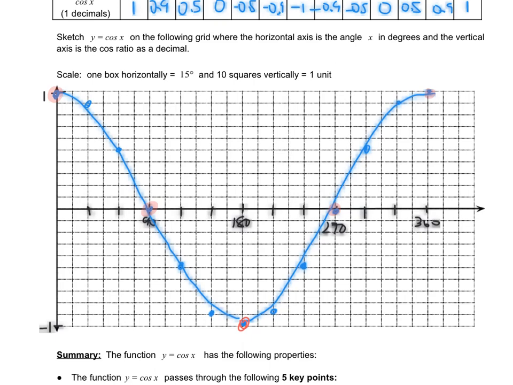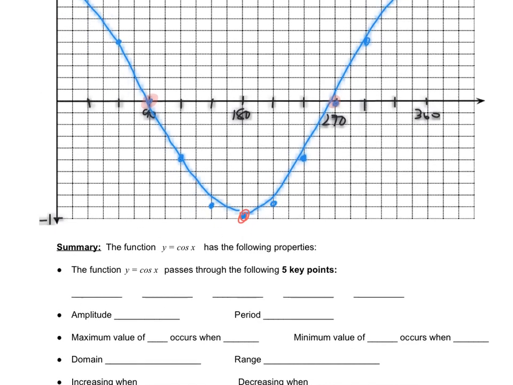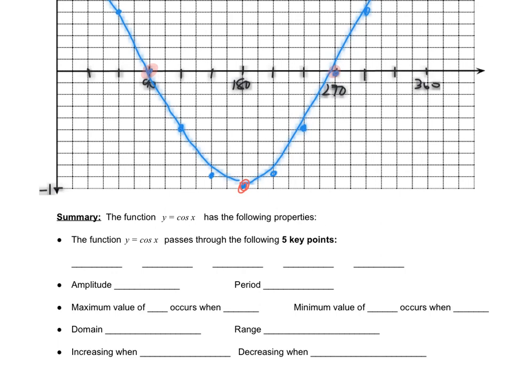So let's go ahead and write down those key properties and those key points. So we have (0, 1), (90, 0), (180, -1), (270, 0), and (360, 1).